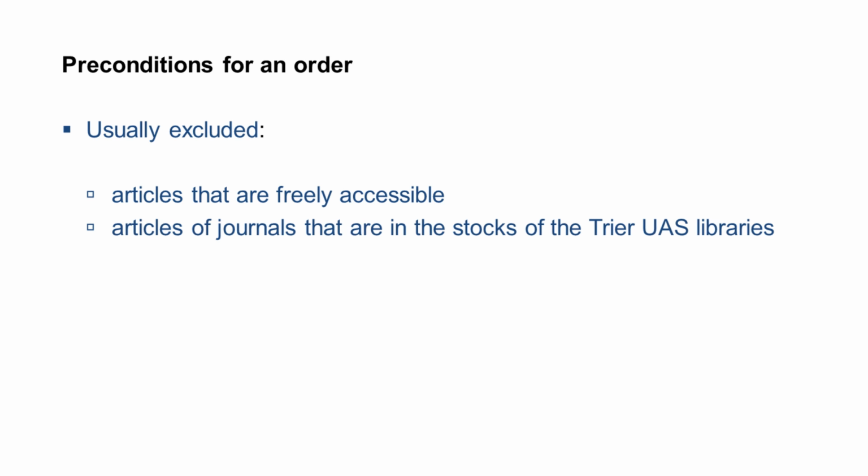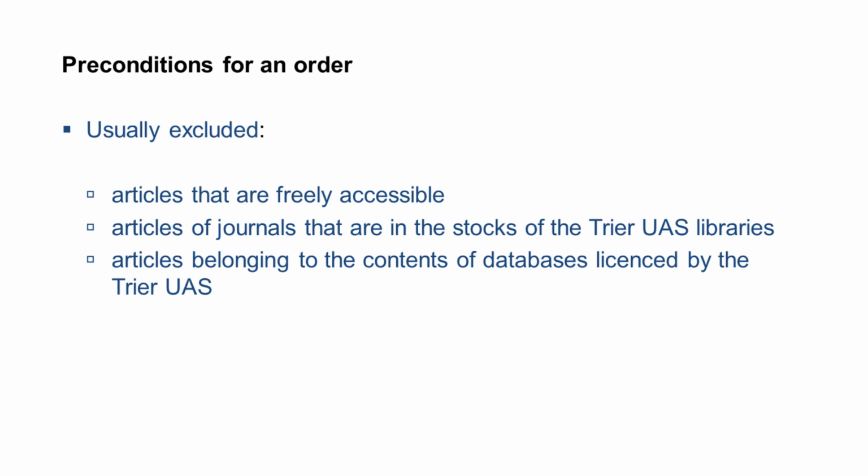Finally, some additional information. It is not always possible to carry out a copy order. Excluded are basically articles that are freely accessible, articles that are contents of journals belonging to the stocks of the libraries of the Trier University of Applied Sciences, articles that are included in the content of databases licensed by the Trier University of Applied Sciences. The duration of the delivery depends on various factors. Please order your photocopies timely. You do not have to return the copy. It is your property.